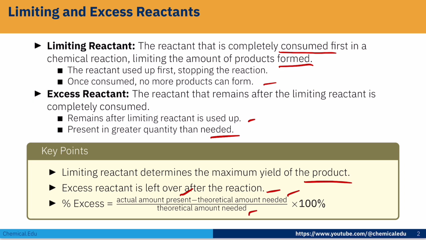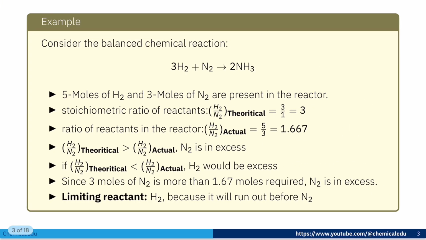Now, I'll show limiting reactant and excess reactant with one example. Consider the balanced chemical reaction: 3H2 plus N2 produces 2NH3. Hydrogen and nitrogen produce ammonia. So, this is the balanced equation: 3 hydrogen on both sides, 2 nitrogen on both sides. Now, let's say 5 moles H2 and 3 moles N2 are present in the reactor. That is given.